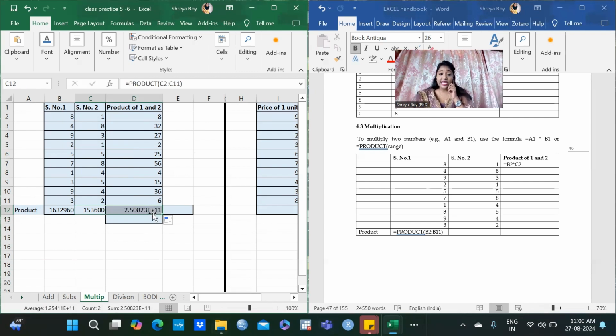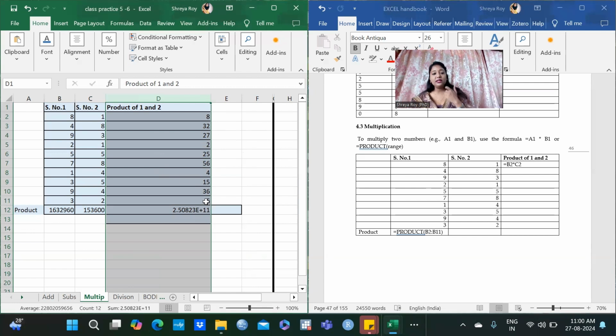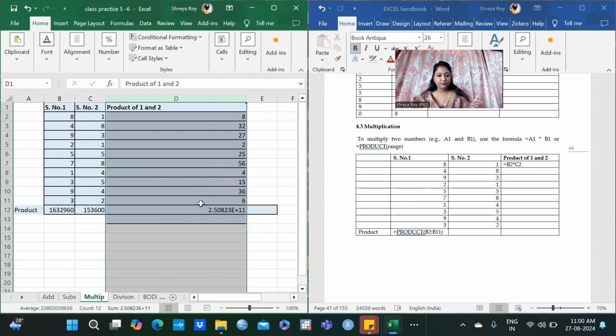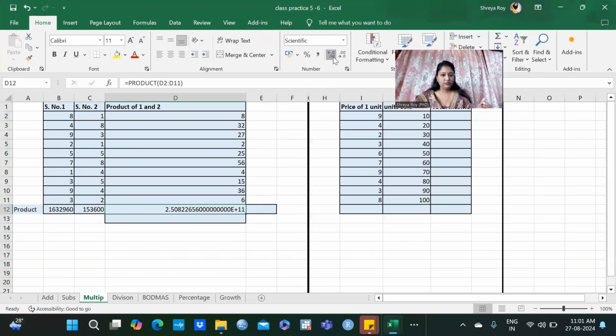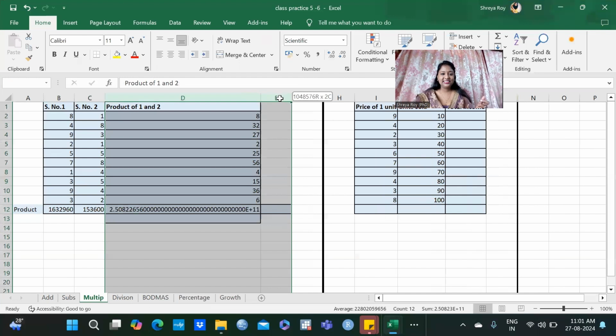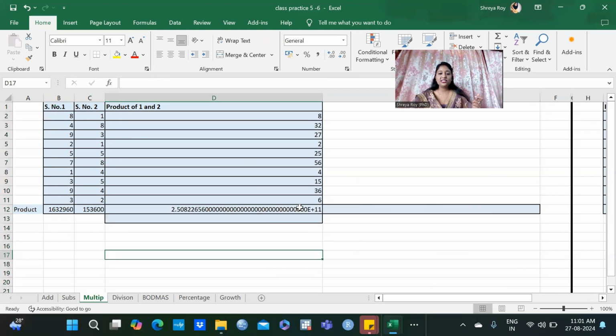Okay. Again, if you get E plus something, it simply means that it is a big, positive number. Basically, it's a big number which is not able to display itself. So if you increase the size of your cell, you will be able to see what the number basically is.